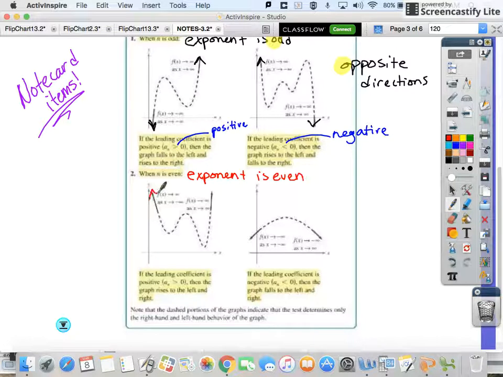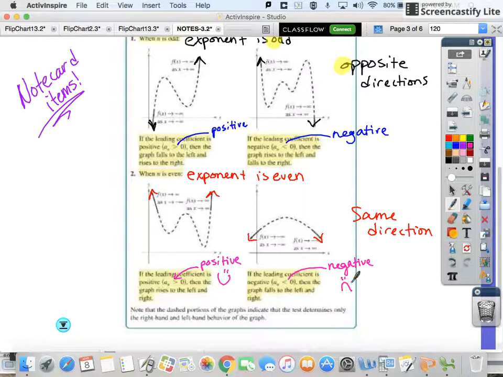what's going to happen is they're going to change the same. So it's going to be up, up, down, down. So this is going to be same direction. Okay? Now for this one, if A is positive, they open up like a smiley face. If A is negative, they open down like a sad face. Okay? This one might be a little bit more intuitive, but this one is definitely going to be a little bit trickier to remember, the odd exponents. It's hard to keep track of those.